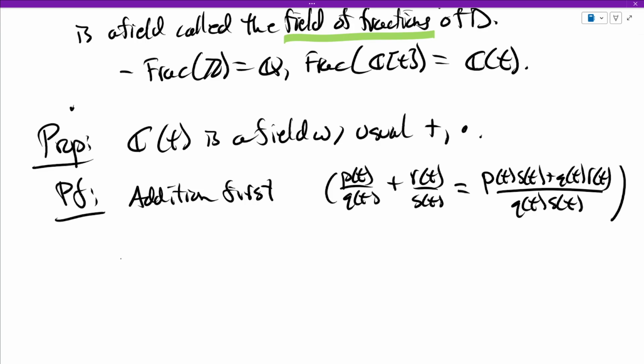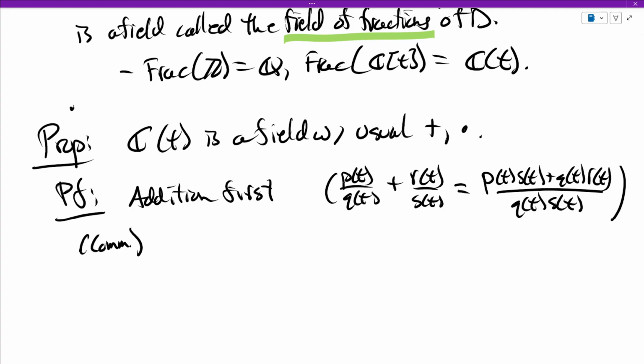How do you show it's commutative? So let's do commutative. I'm only going to do some of them because you'll see very quickly that the proof that this is a field is the same as the proof that Q is a field. So if you go in and look at a proof that Q is a field and you change all of the P's and Q's to P of T's and Q of T's, it's exactly the same. Okay. Let's show it's commutative.